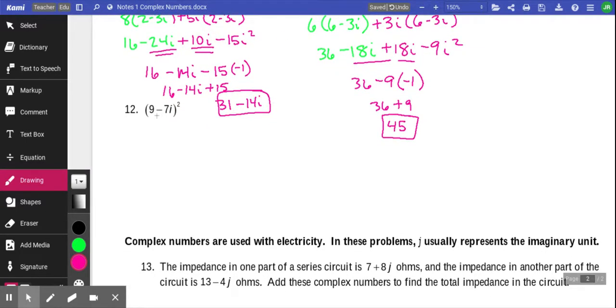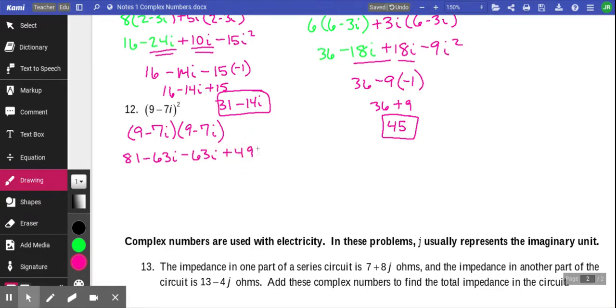All right, this next one, these are not conjugates of each other because they have the same sign in between. But what this means is we're taking 9 minus 7i times 9 minus 7i. We're going to take 9 times 9, and that's going to give us 81. Then we're going to take 9 and multiply that by negative 7i, which will give us negative 63i. Then we'll take negative 7i and multiply that by 9 to also give us negative 63i. And then negative 7 times negative 7 is positive 49. And then i times i is i squared.